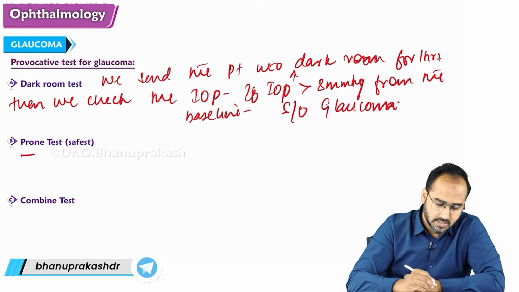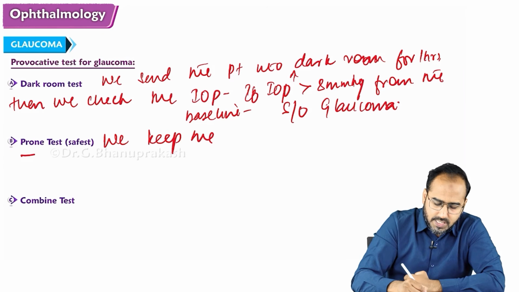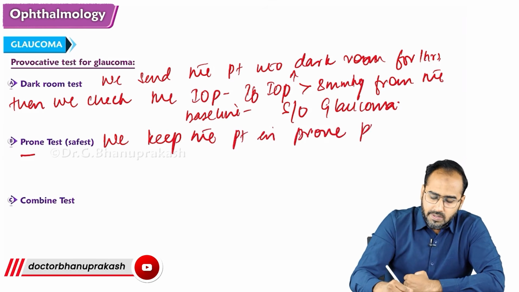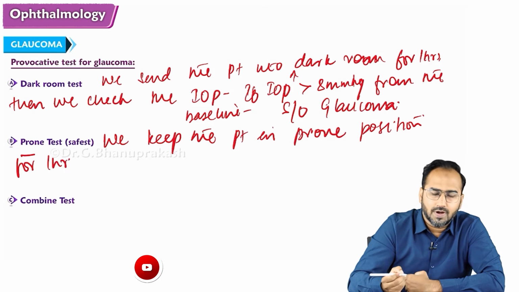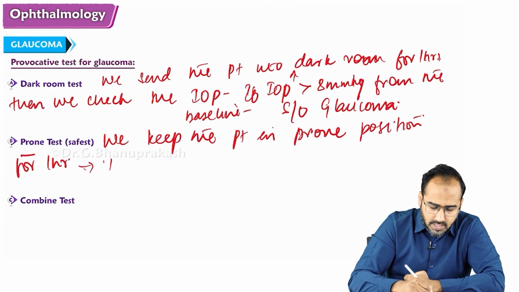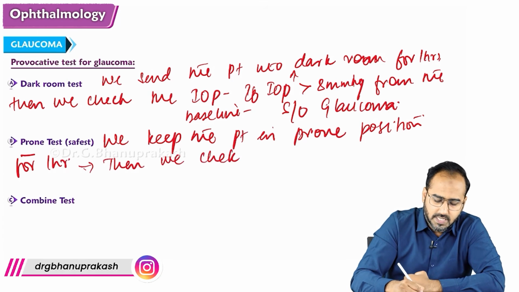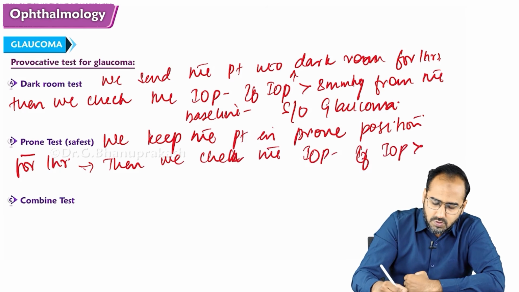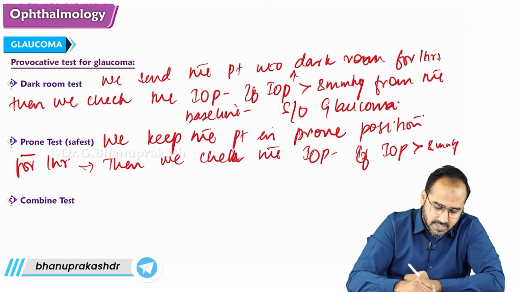Next is the prone test. Prone test means we keep the patient in prone position for 1 hour and then we check the intraocular pressure. If the intraocular pressure is more than 8 mm of Hg from the baseline, then it is suggestive of glaucoma.